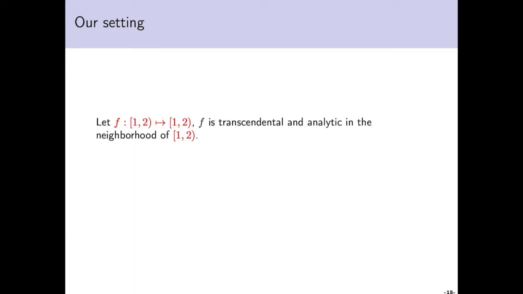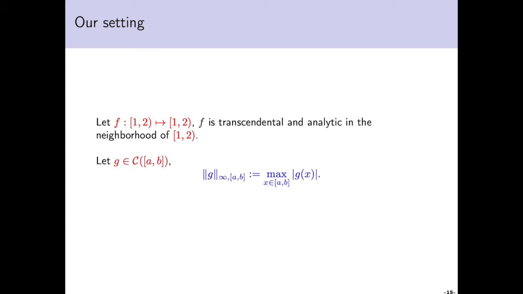Okay. So in the rest of the talk, I will assume that the functions I deal with are transcendental, and I will also assume that they are complex analytic in the neighborhood of the interval 1, 2. Why do you focus on 1, 2? Just to make the talk simpler.